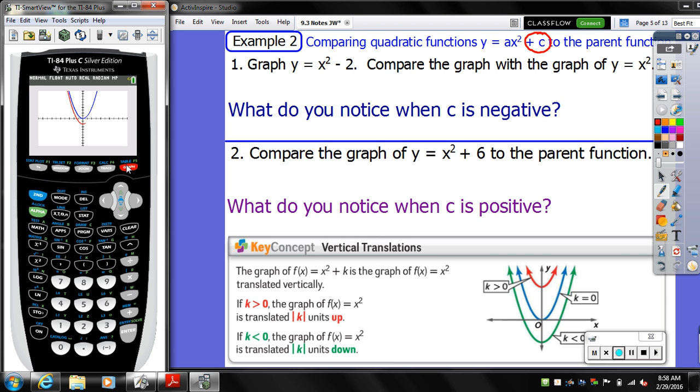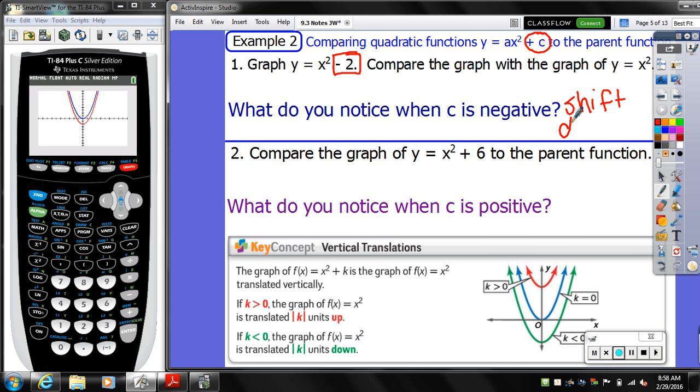Then the second one is going to be the one you're comparing. Notice that it shifted from 0, 0, down 2 units. Notice it had a minus 2. So if you have a plus or a minus, it is going to shift up or down. If C is negative, meaning a minus, it is going to shift down. On the other end, if it is positive, it is going to shift up. Notice there's a nice summary at the bottom if you need to look back at that for reference whenever you're working on your homework.